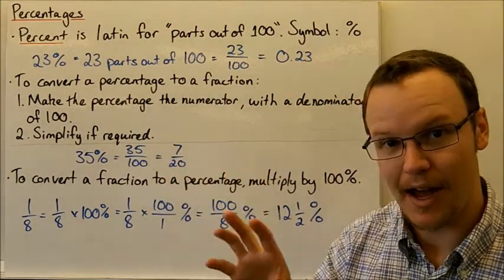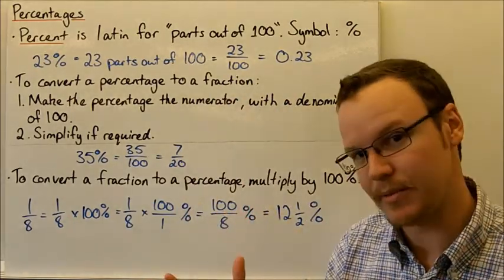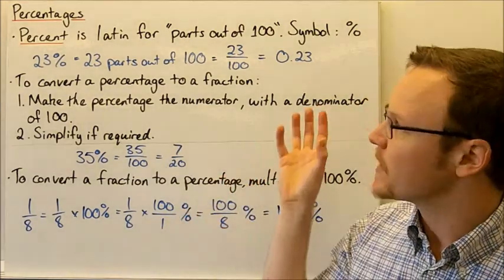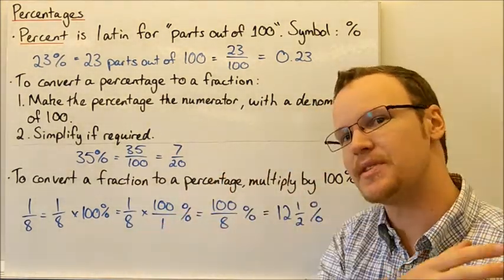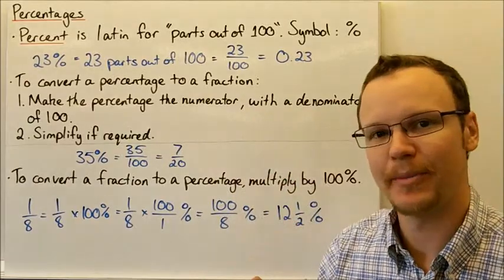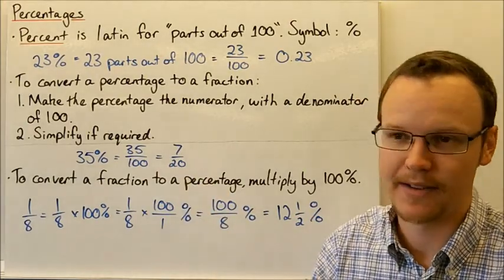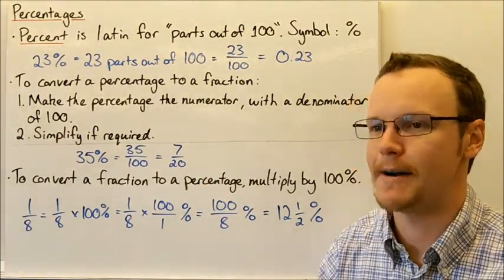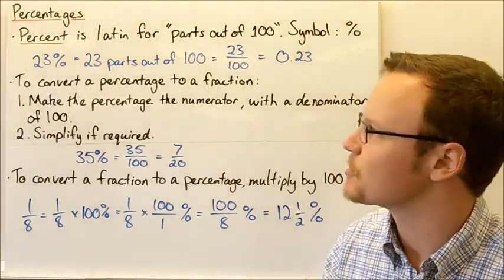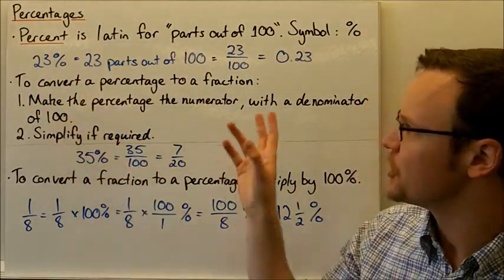Now, percentages are very useful because we've got the same denominator for every fraction that we would be looking at. So because we've got that same denominator, we can compare them very easily. 46% and 48%, it's very easy to see which one's bigger. But if we had fractions with different denominators, say 13 out of 20 and 12 out of 13, it's not as easy to compare them to see which is bigger.